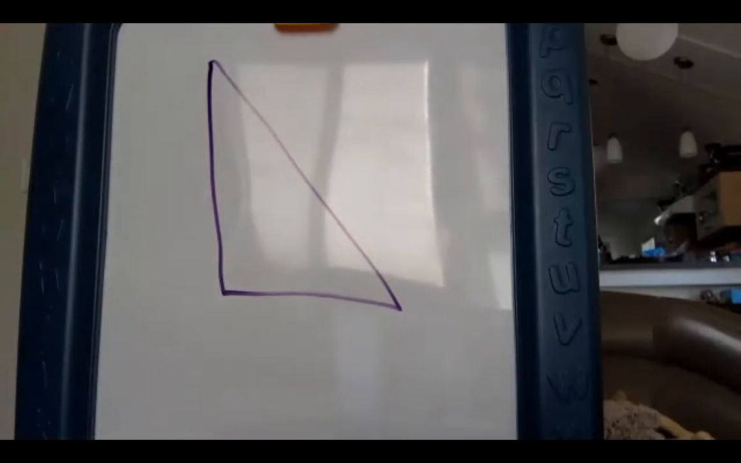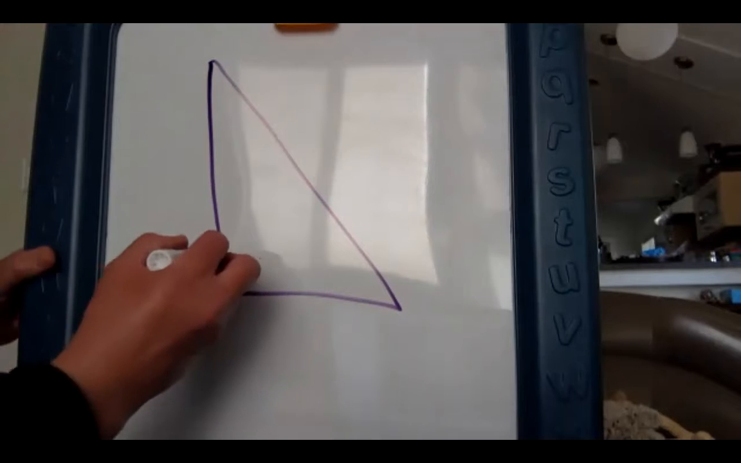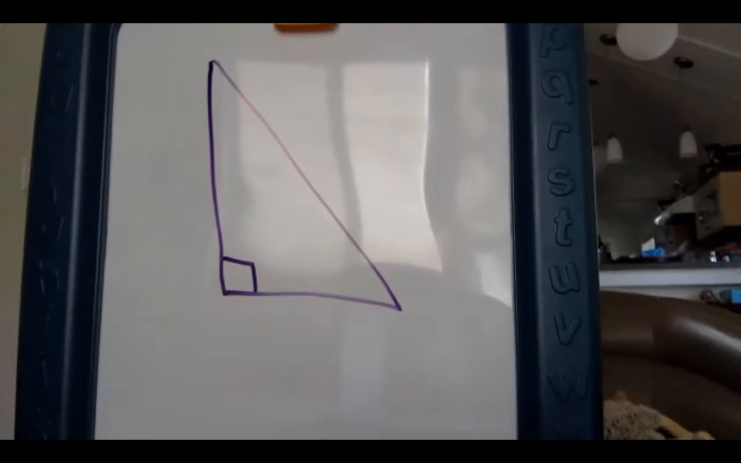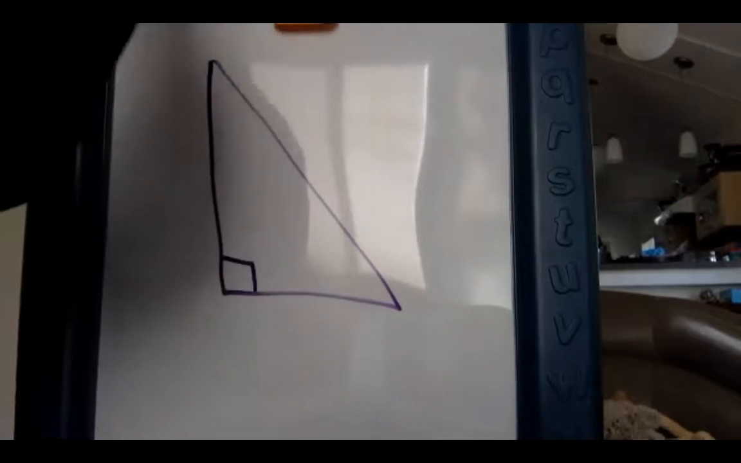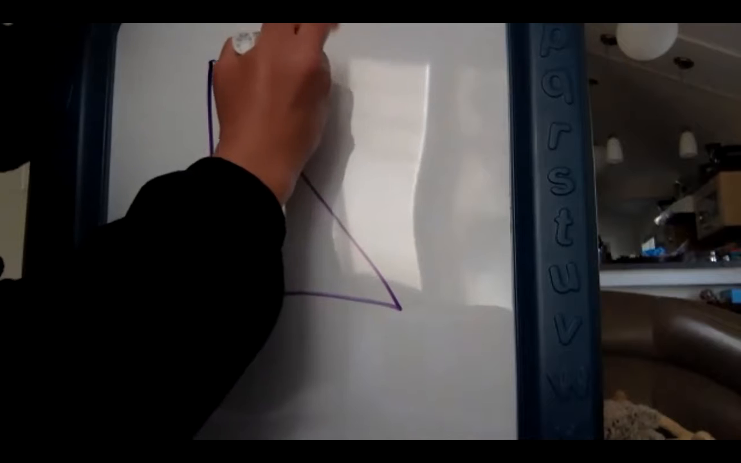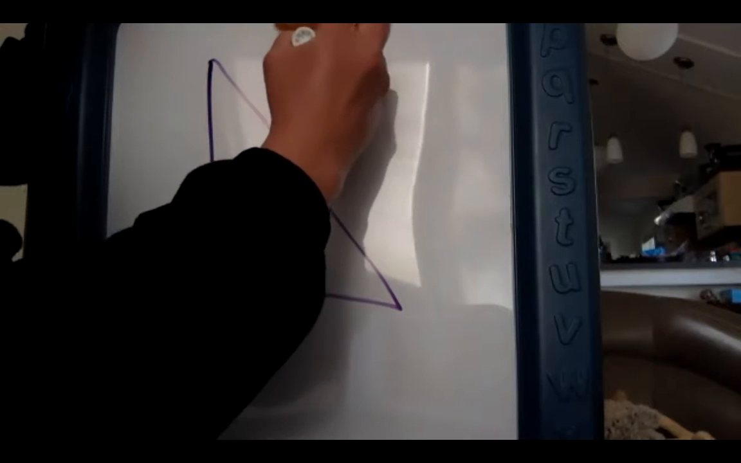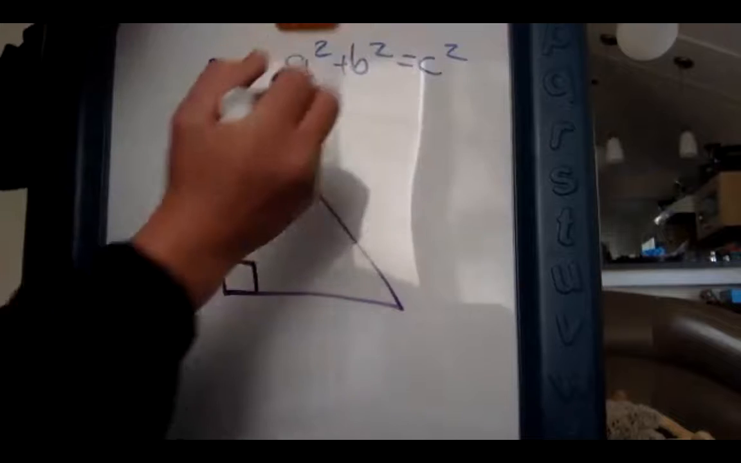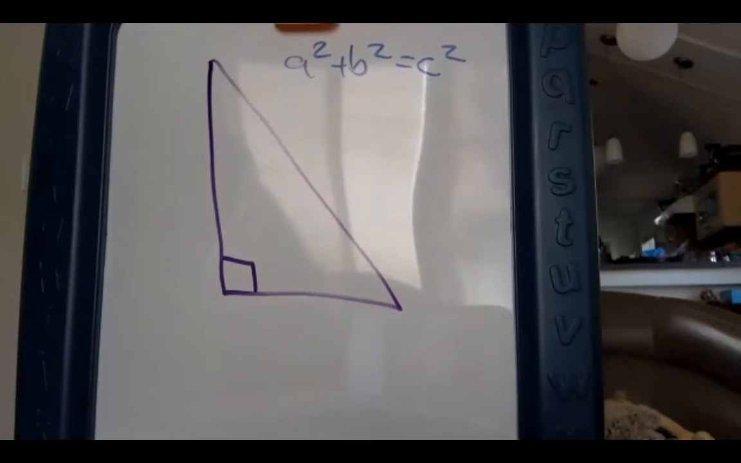So for the Pythagorean Theorem, we're talking about a right triangle. And what this theorem states, and this is our right triangle sign, is a squared plus b squared equals c squared. And what that's referring to is the length of the sides.